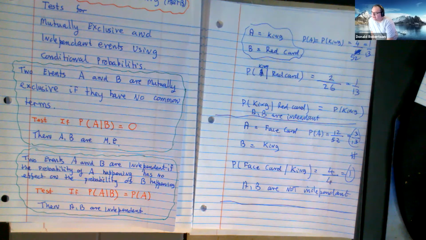Kings and red cards don't interact in any meaningful way, because knowing something's a king doesn't improve your chances that it's a red card. Knowing that it's a red card, doesn't it change your chances that it could be a king, right? Those two things are not affecting each other.